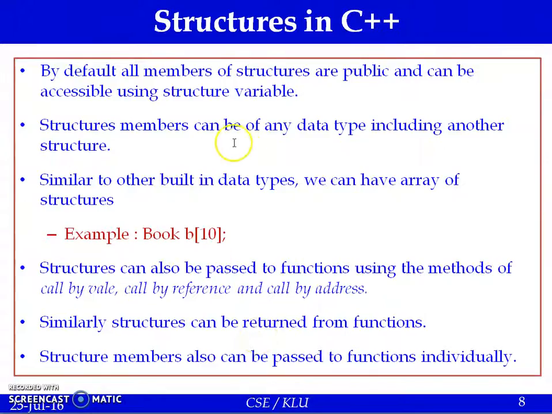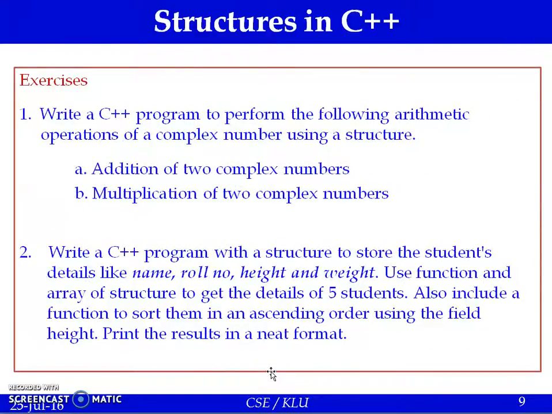By default, all members of a structure are public, and they can be accessed using the structure variable anywhere in the program. Structure members can be of any data type, including another structure. That means a nested structure. Similar to other built-in data types, we can have an array of structures. Example, book B of 10. The structures can also be passed to a function using different mechanisms: call by value, call by reference, and call by address. Similarly, structures can be returned from functions.